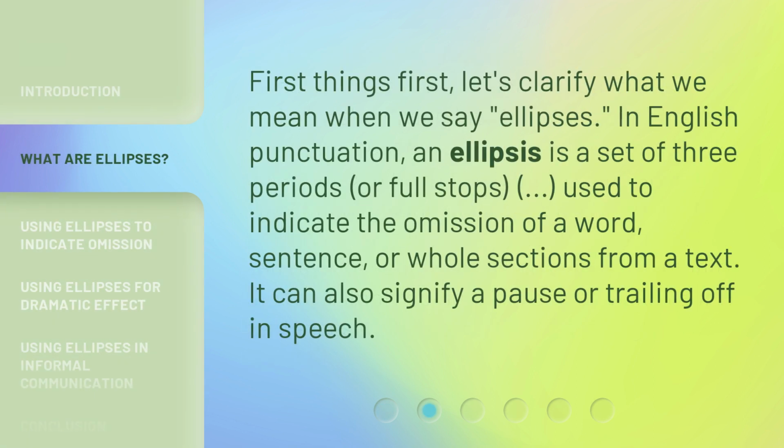First things first, let's clarify what we mean when we say ellipses. In English punctuation, an ellipsis is a set of three periods, or full stops, used to indicate the omission of a word, sentence, or whole sections from a text. It can also signify a pause or trailing off in speech.